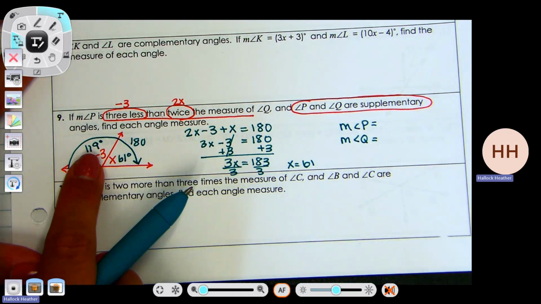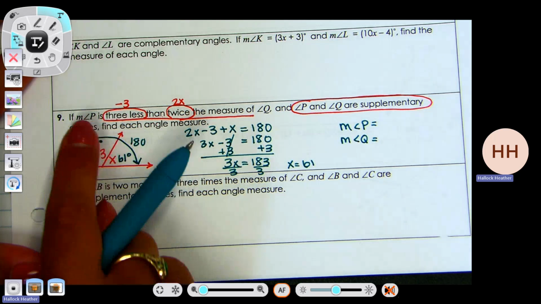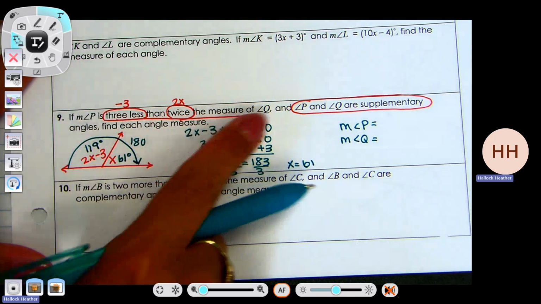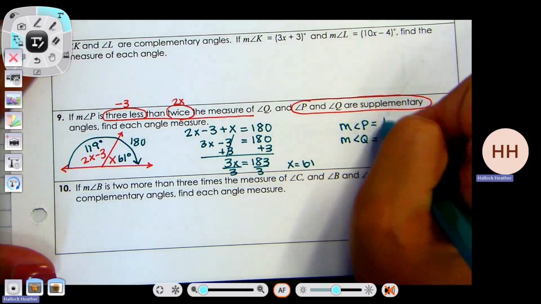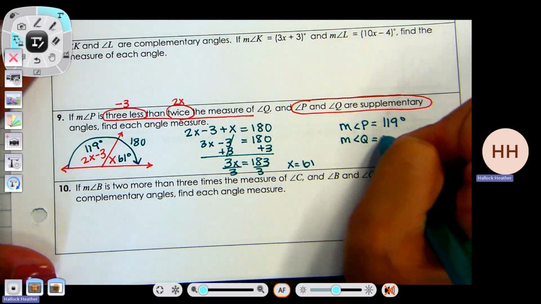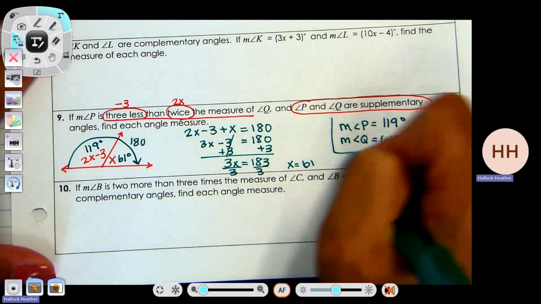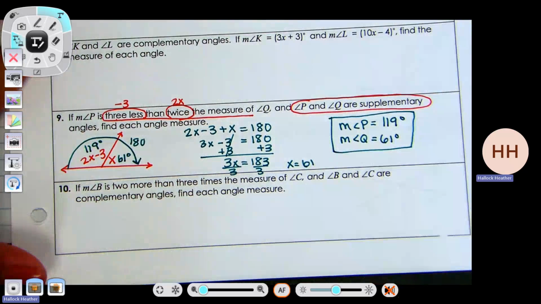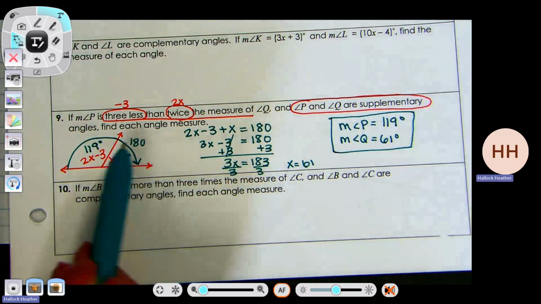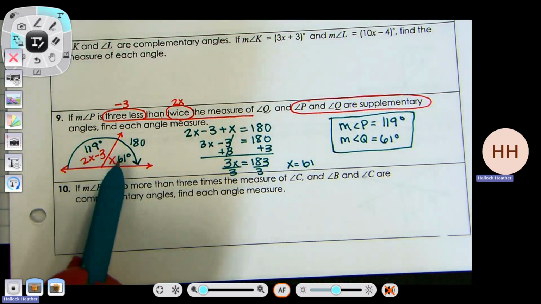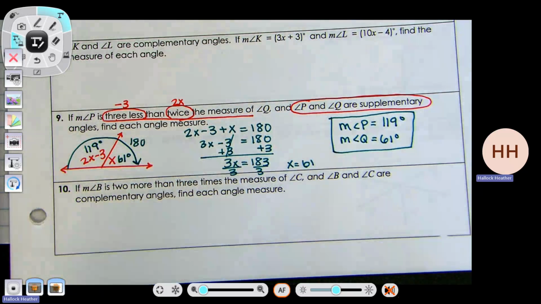Which one is 119? P, because it says the measure of P is 3 less than twice Q. So this is P, this is Q. So P is 119, Q is 61. So if it wants you to plug it back in, you got to plug it back in. Right. So the word ones, I would suggest drawing out a little picture, even if it's not to scale. I don't care which one's bigger, which one's smaller. It just so happens that this one was 61, which is the smaller one. Just put X somewhere and then try to write the equation for the other one.